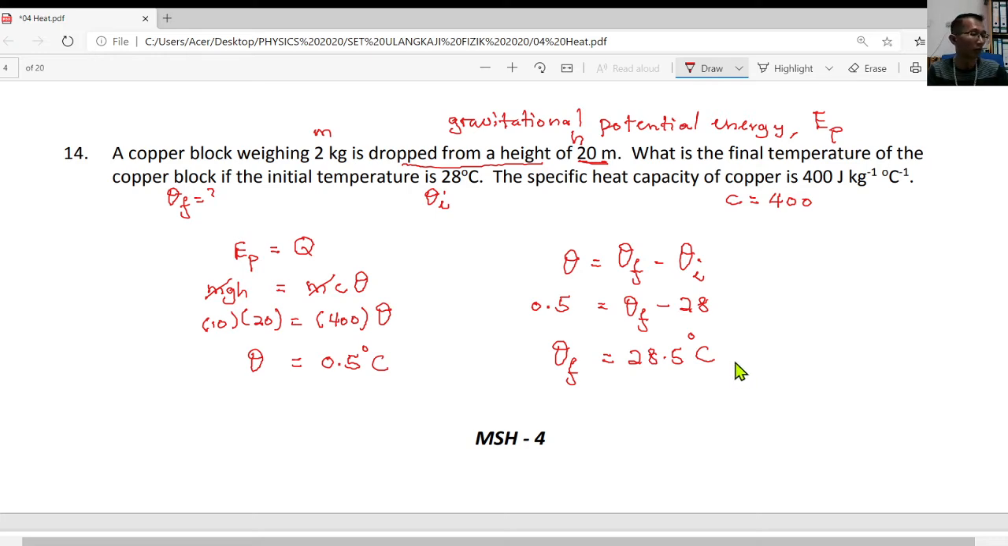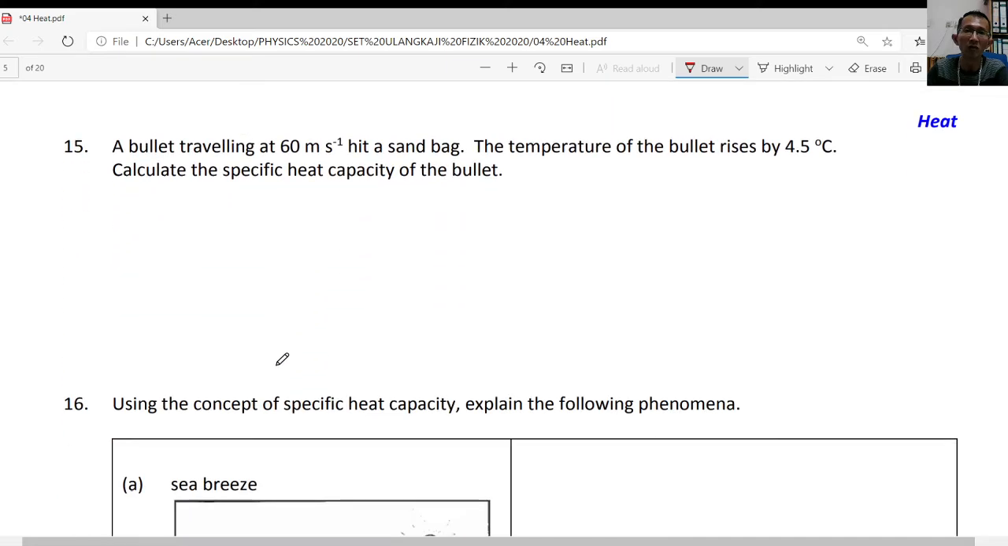All right, so try to understand that. Again, here we are using the principle of conservation of energy. All right, let's move on to question number 15.